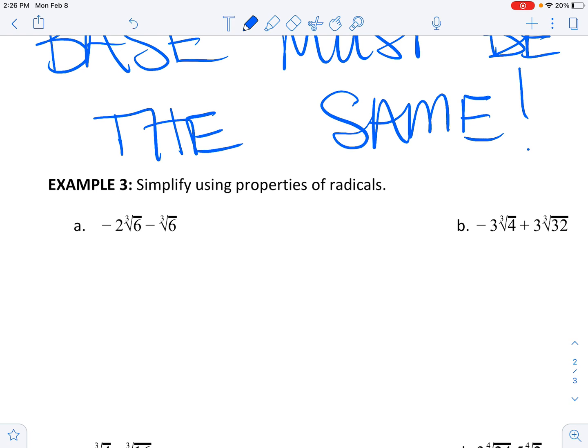So, the base here is the cube root of 6. This means I have -2 of something minus 1 of something. And -2 minus 1 is a -3, and then put your somethings left. So if you highlight it, it's your something, it's your variable, it's your placeholder.